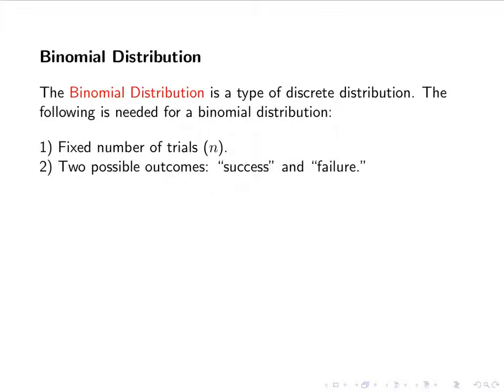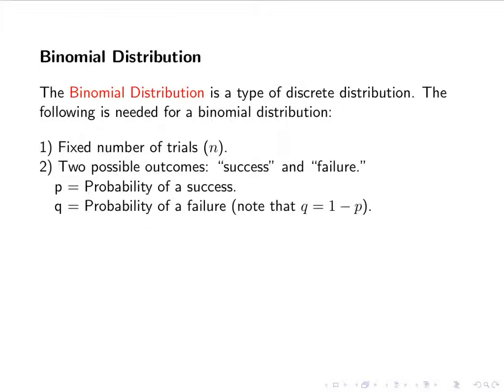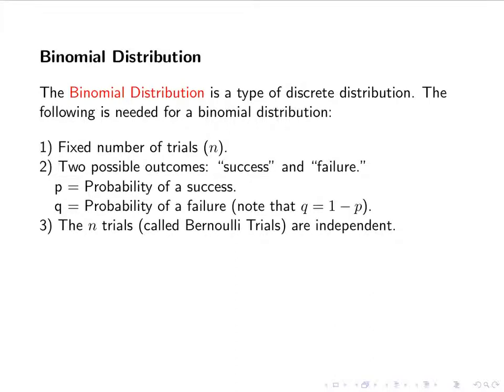One doesn't typically denote something good and the other something bad, but rather the thing that we're interested in is called the success, and the thing that we're not interested in is called the failure. p is the probability of a success, and q is the probability of a failure. Note that because there are only two possible outcomes, q must be 1 minus p. And three, the n trials, which are called Bernoulli trials, are independent.